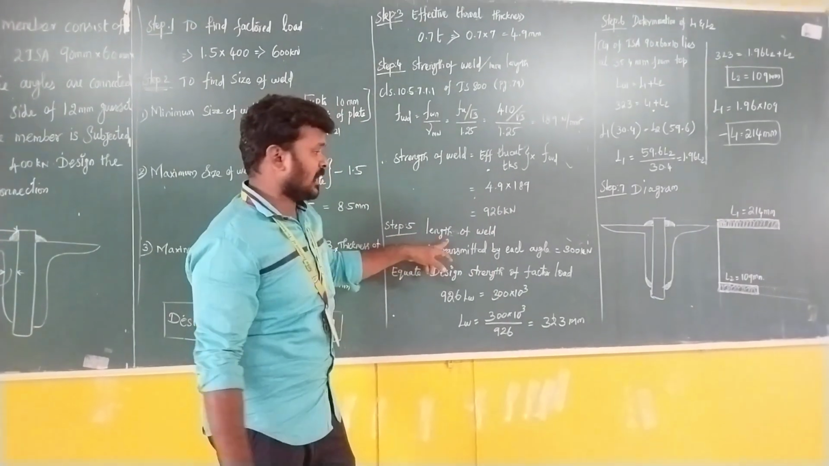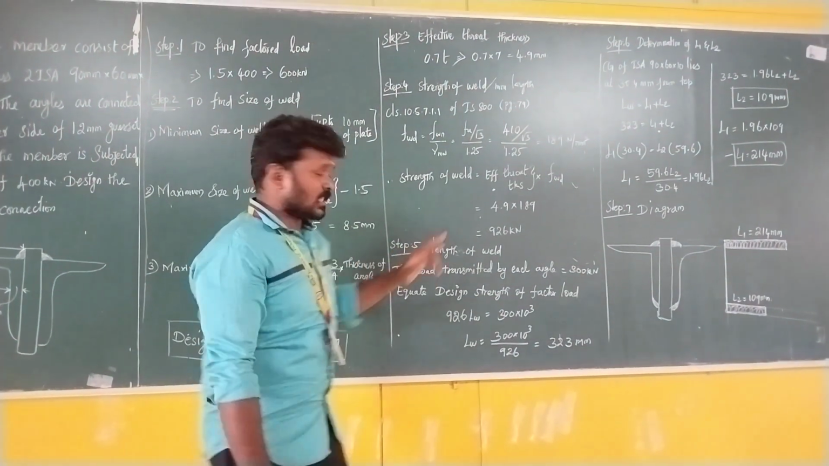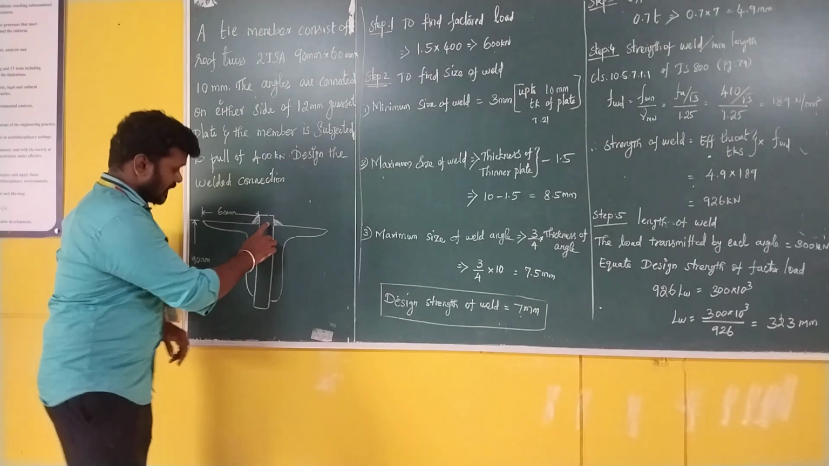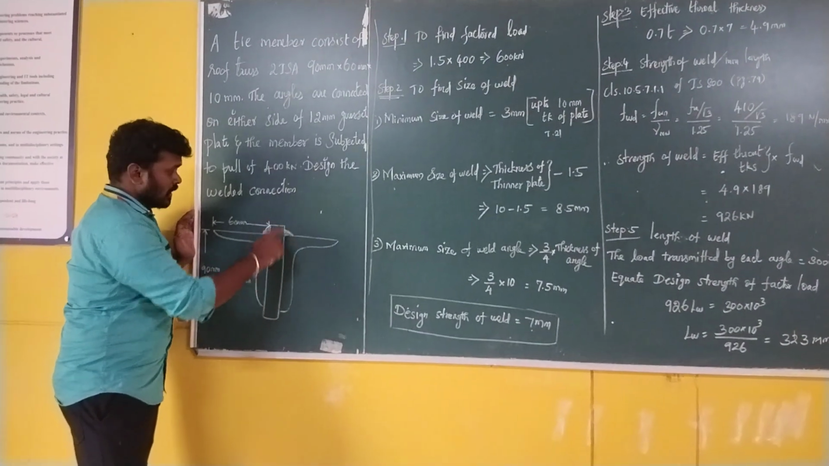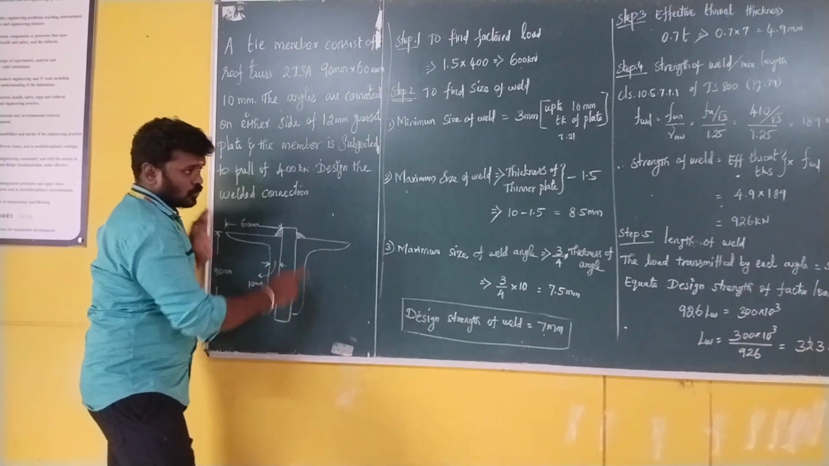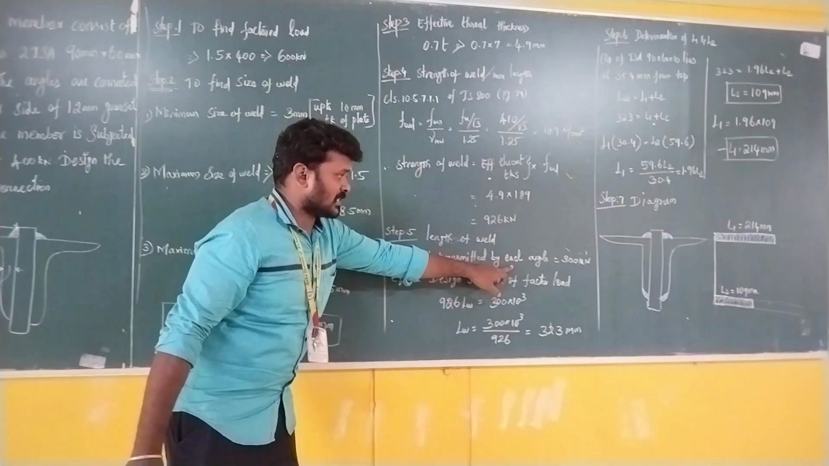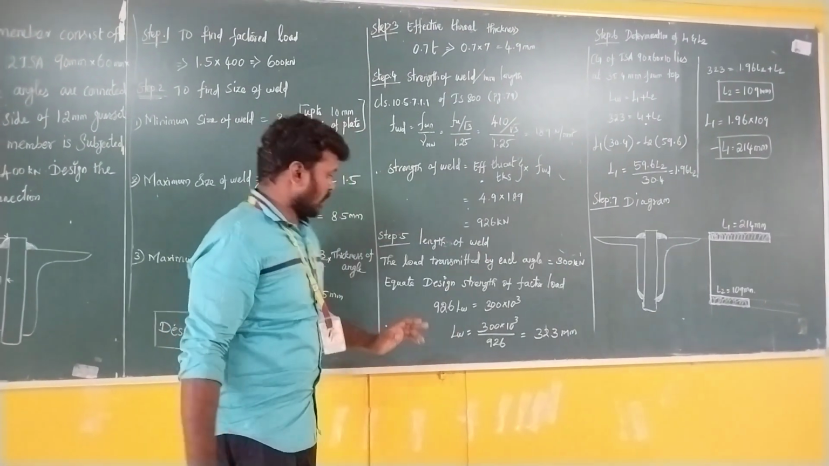Next, we have to find the length of the weld. Before that, the load will be transmitted by each angle. This is the gusset plate. The angle is on either side. The load is transferred on this side and also this side. So the load transmitted by each angle is 600 by 2, we get the value of 300 kN.